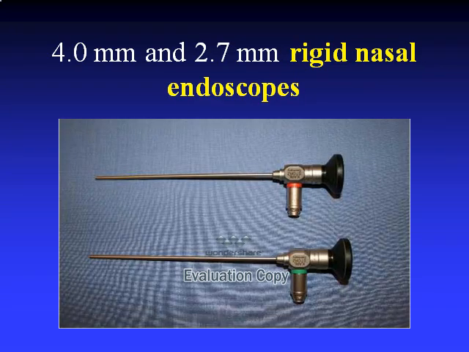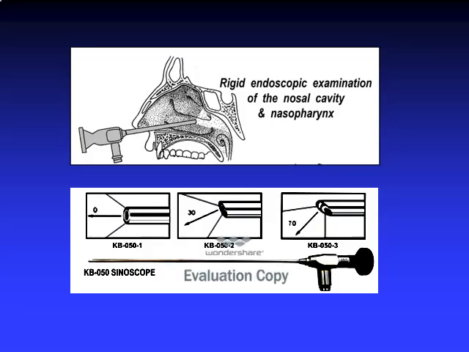What are the types of endoscopes? We can classify endoscopes into rigid and flexible endoscopes. For the rigid endoscope, there are two sizes, 4 millimeter width rigid endoscope and 2.7 millimeter width rigid endoscope. This is used in children. This diagram shows how we use the rigid endoscope for examination of the nose and nasal cavity.